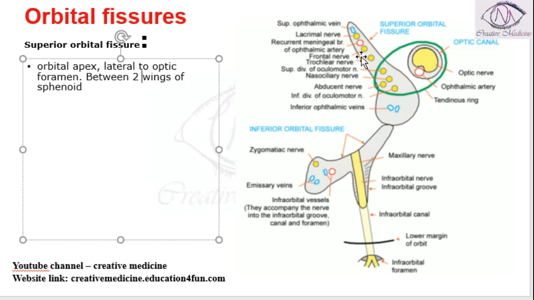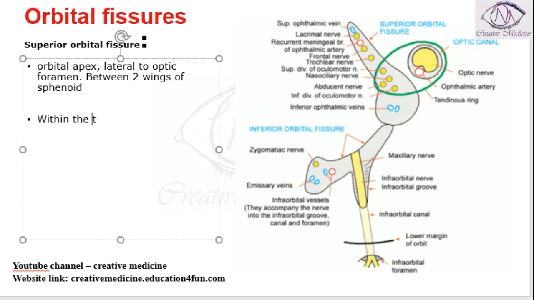So this is the superior orbital fissure. This is the optic canal. Lateral to the optic canal, here you will see the superior orbital fissure. This superior orbital fissure has a tendinous ring.